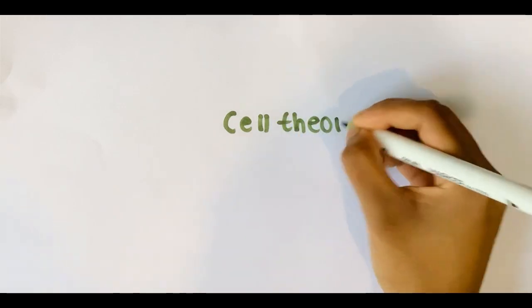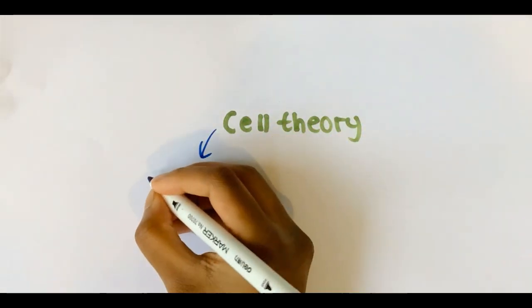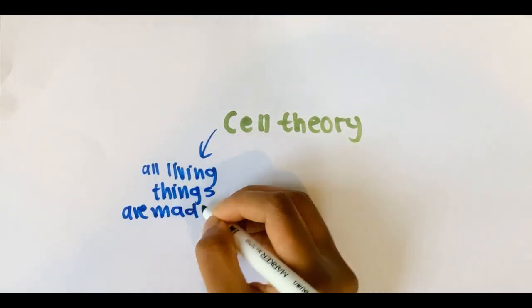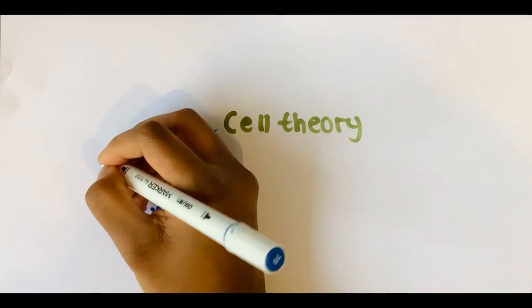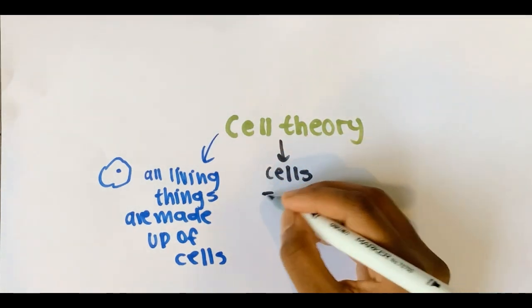Now, this video focuses on cell theory. So, what exactly is cell theory? Cell theory is a set of key principles that explain how we understand cells and how they function in living organisms. The first principle is that all living things are made out of one or more cells. Whether it's a human, a bacterium, or a plant, every living organism is made out of cells.